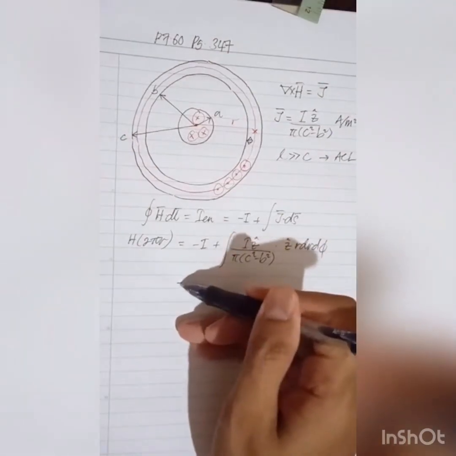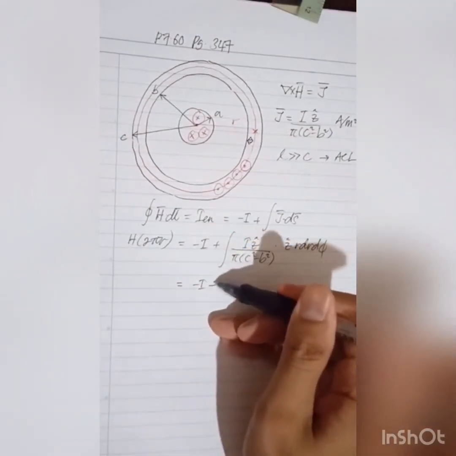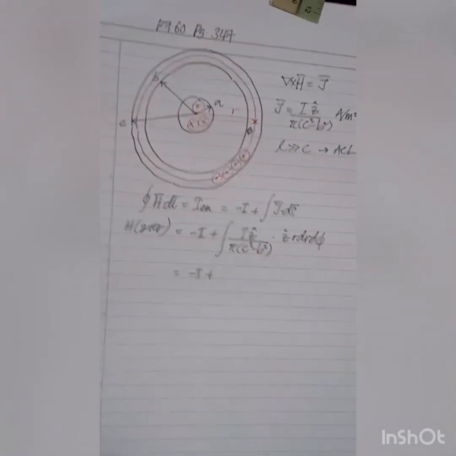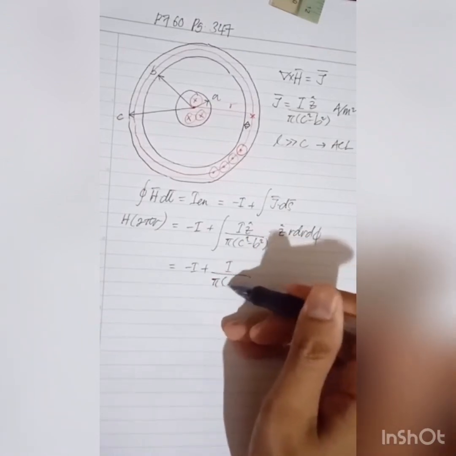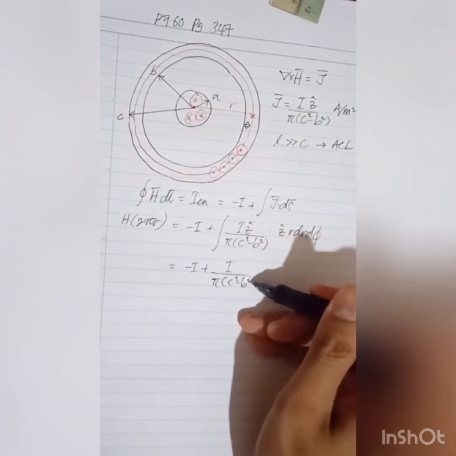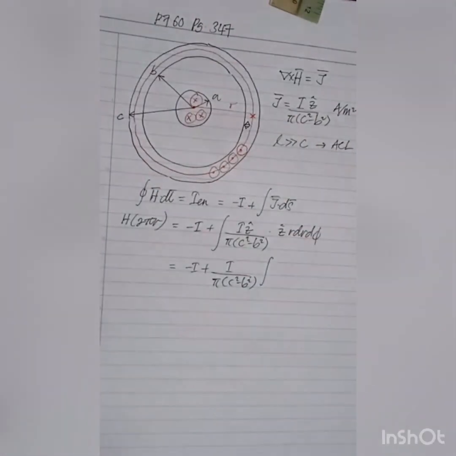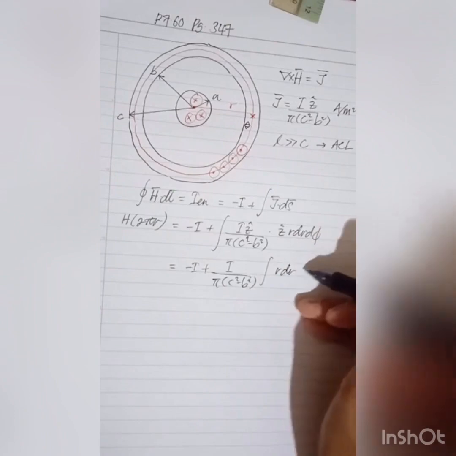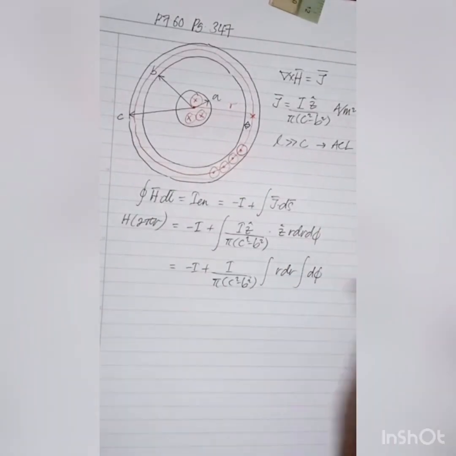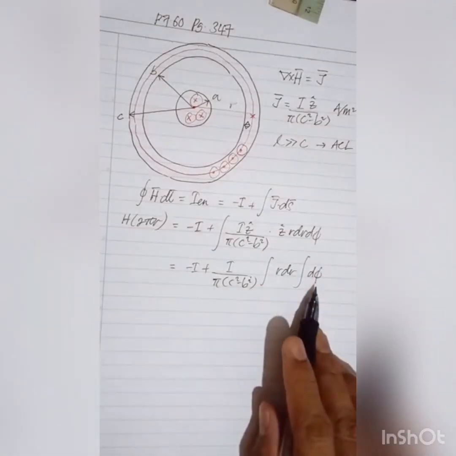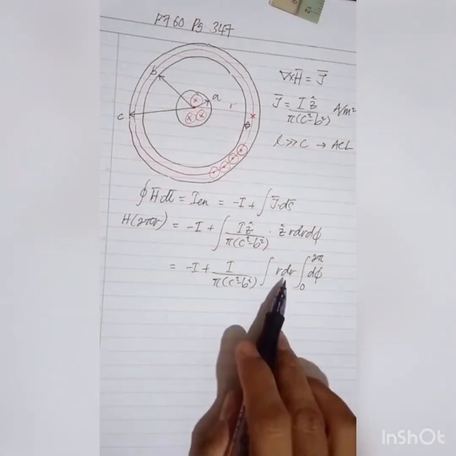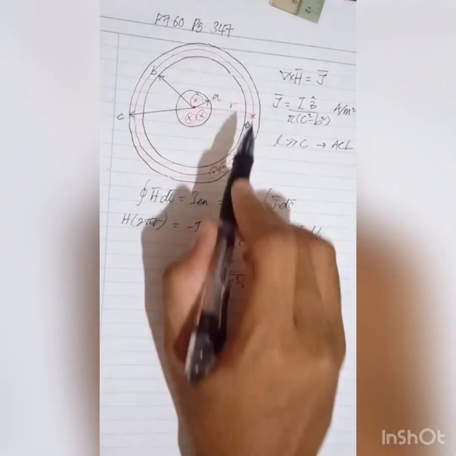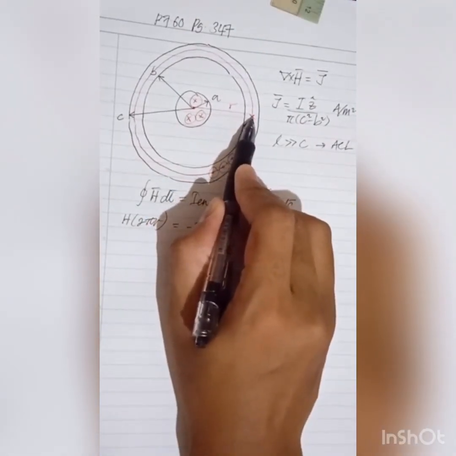So now let's proceed with the limits. We have minus I, and take all the constants outside of the integral. Now we have I, positive, over pi times c squared minus b squared, with the integral of r dr and d phi. For phi, we know it is a full circle, so we can just set 0 to 2 pi. Meanwhile, for r, the current enclosed within the loop is from b until r only.